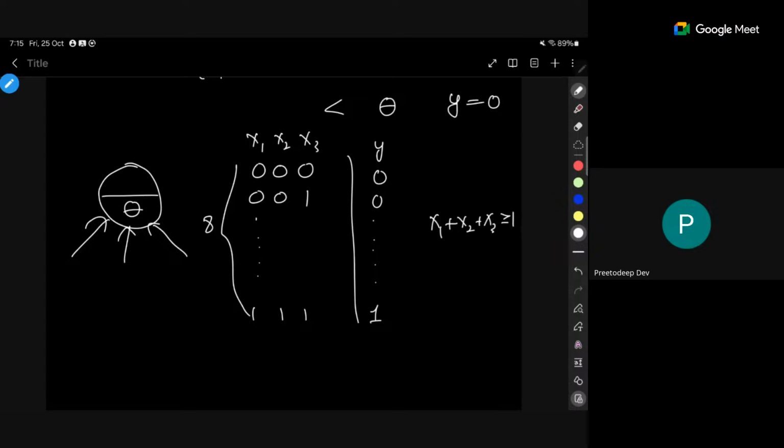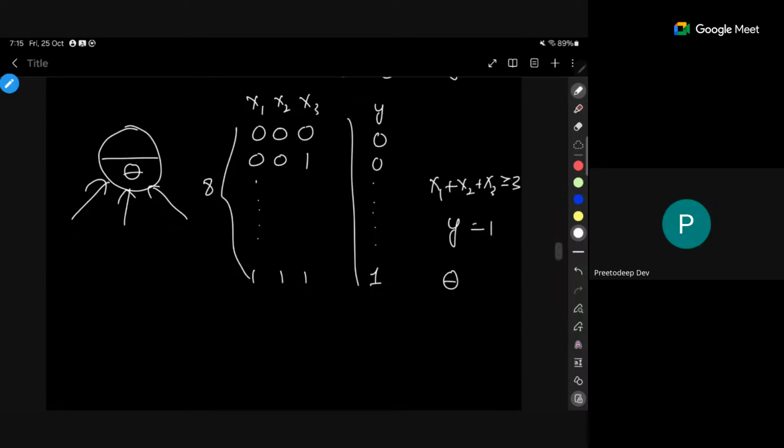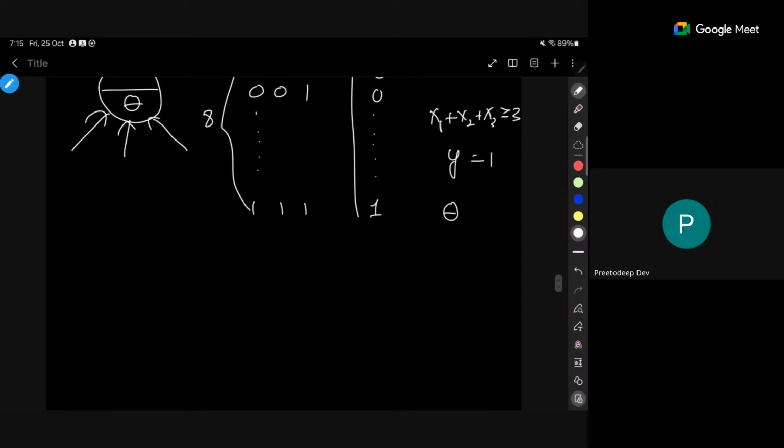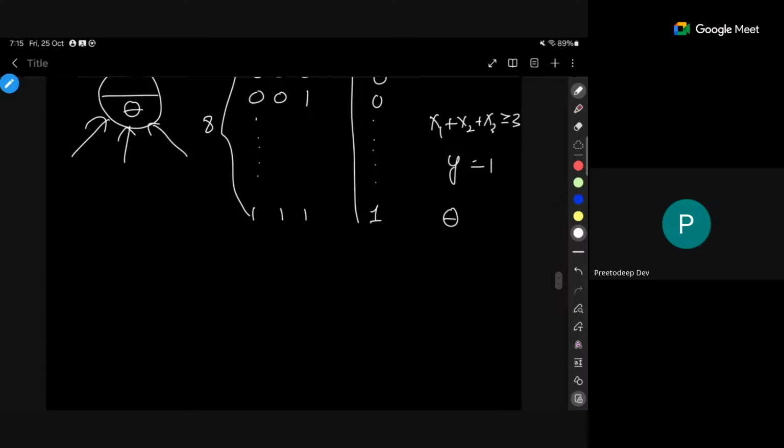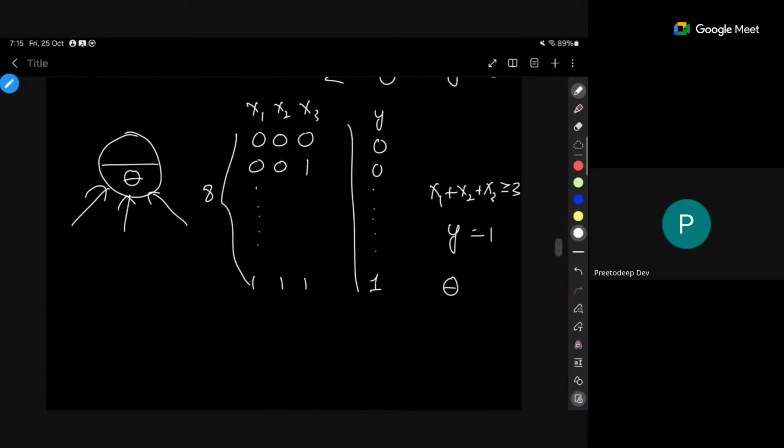Only when the sum reaches 3 will it give y equal to 1. That's how we can set the theta. All of them are excitatory, that's why I am summing up. For less than 3, there is no scenario where we get a sum of 3 except the last case. Any one of the x is going to be 0 otherwise. So we can set theta equal to 3 for this case.